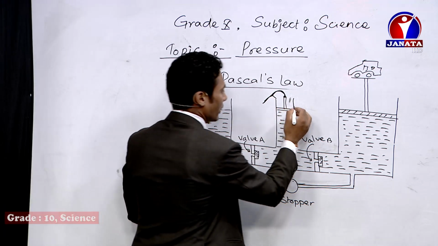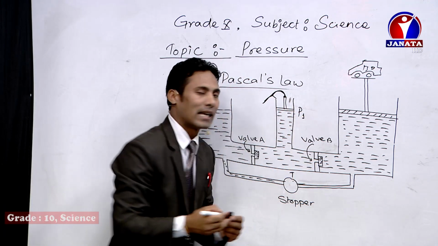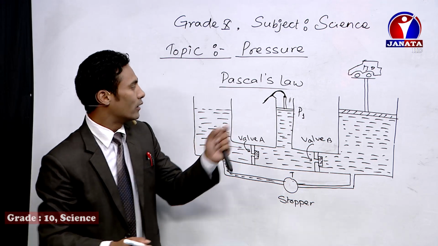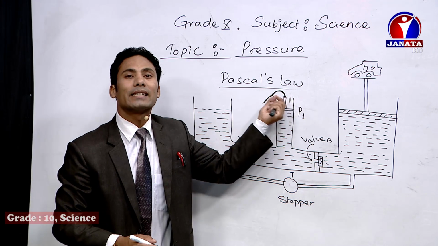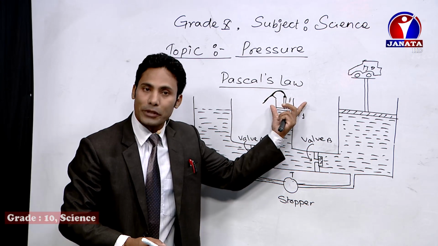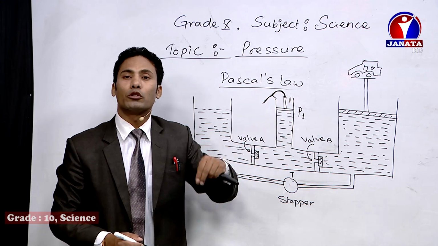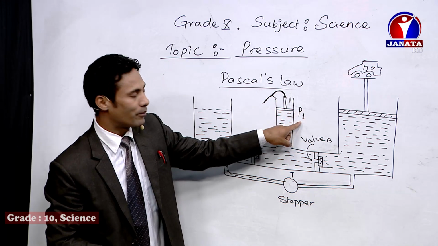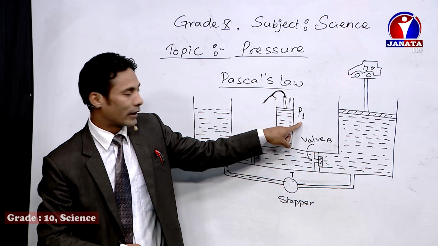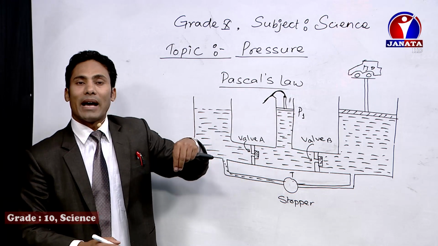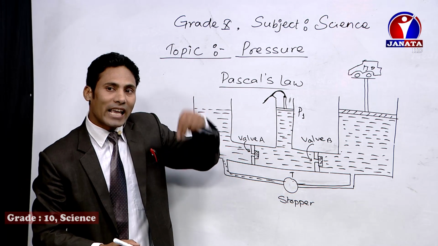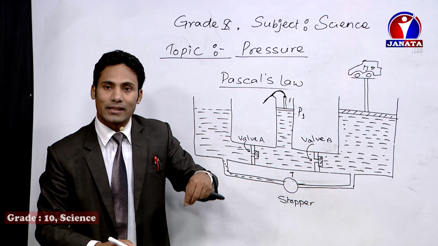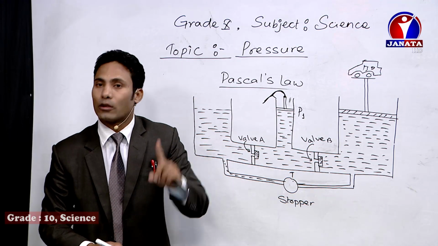So can I write down this P1? What I have said is, when a certain amount of force is exerted on this piston, then a certain amount of pressure is exerted on it. I have represented this by P1. Then, according to Pascal's law, the same amount of pressure is transmitted in all directions perpendicularly and equally.